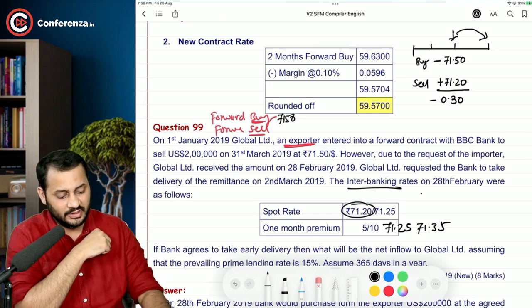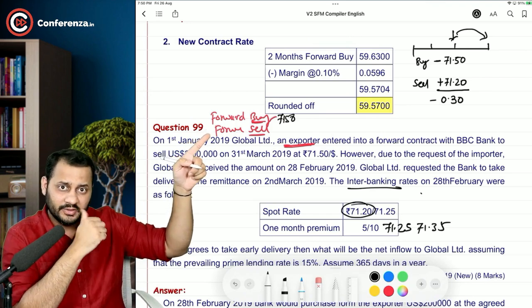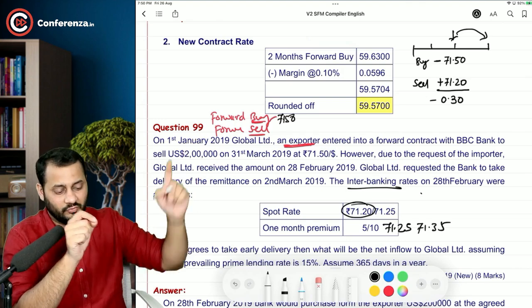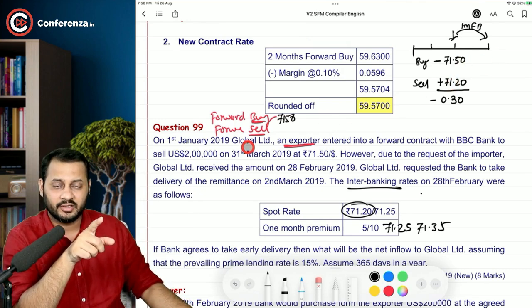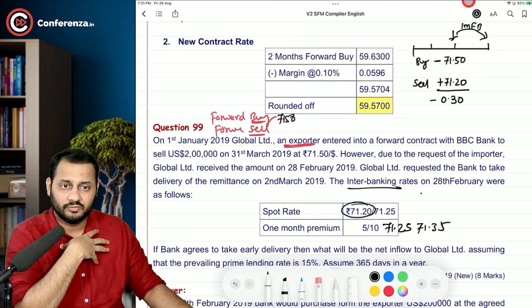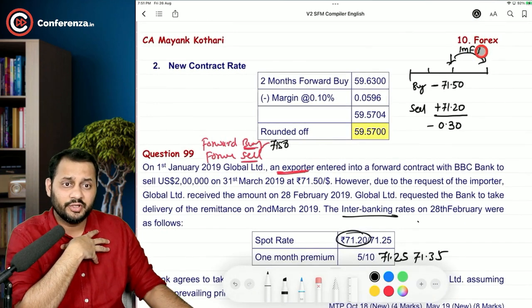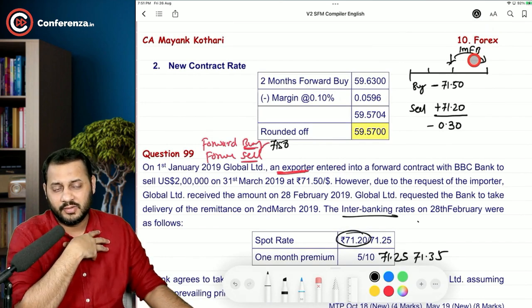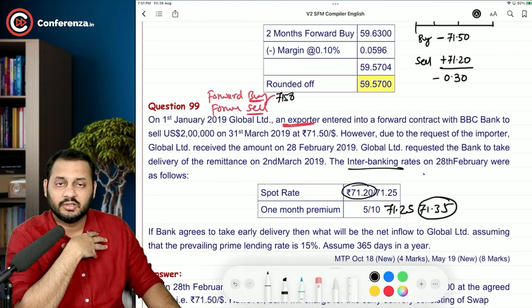So 1 month is still left, and let's assume the cover contract would have been a forward sell. So what are we going to do? Forward buy. A 1 month forward buy is required to cancel this cover contract. And with which party are we going to do this swap transaction? Interbank market. So we are going to buy, the other bank will sell after 1 month. This is the rate applicable, the ask rate.